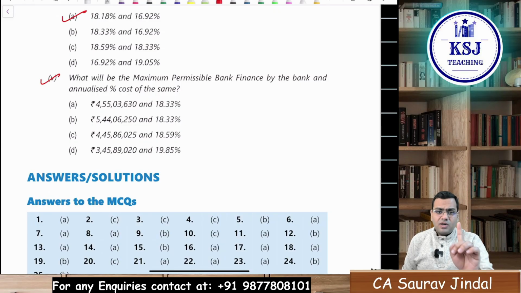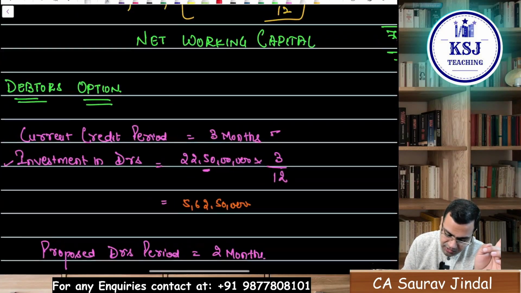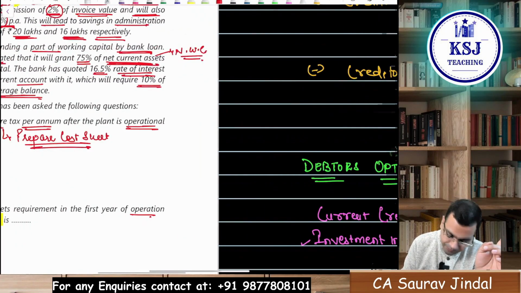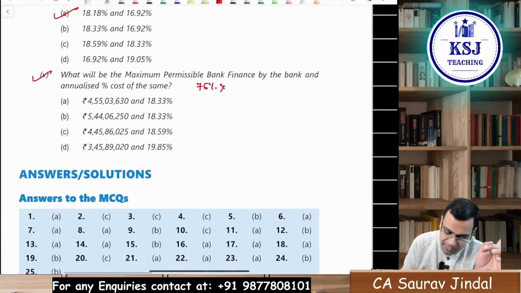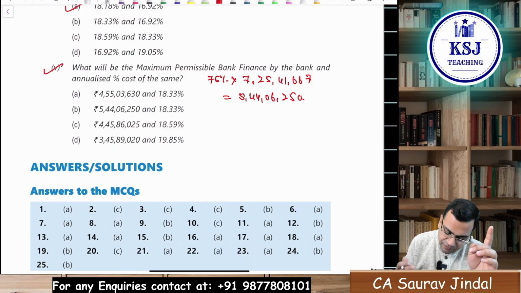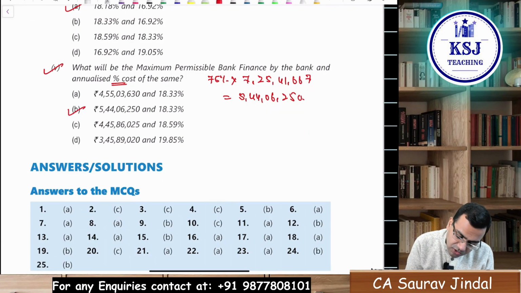Now, the bank says, what will I give? The bank says how much finance they can give. They can give 75% of your working capital. So what is the working capital here? That is 7,25,41,667. So bank will give 75% of 7 crore 25 lakhs 41,667. So that comes to 5 crore 44 lakhs 6,250. So from here itself you can say option B, sir. Straight away you can mark option B. But the second part says what is the annualized percentage cost of the same?